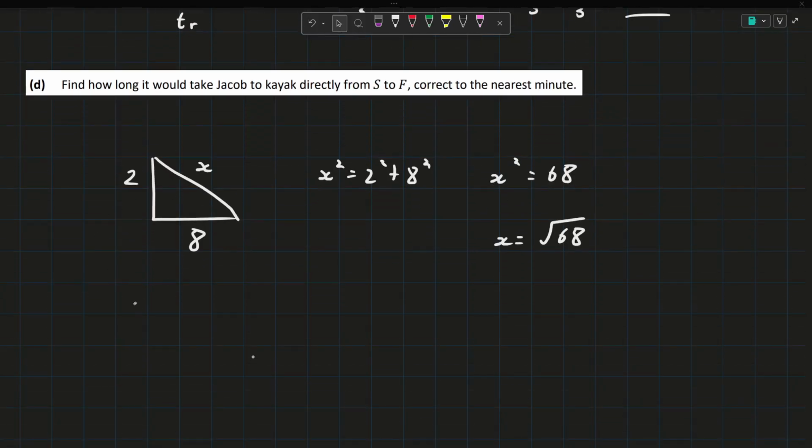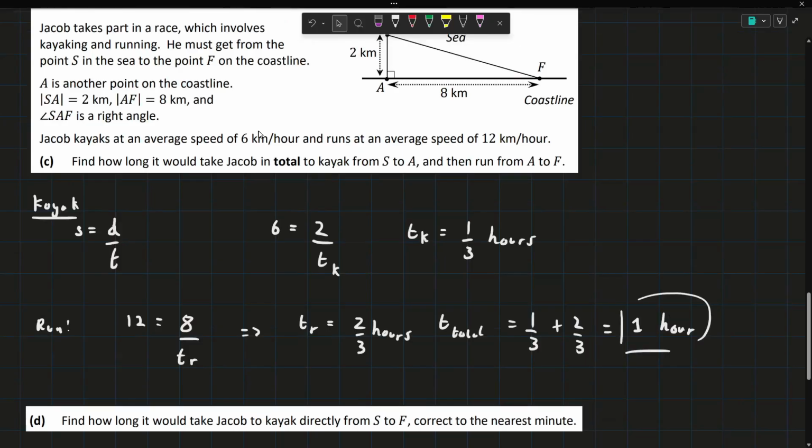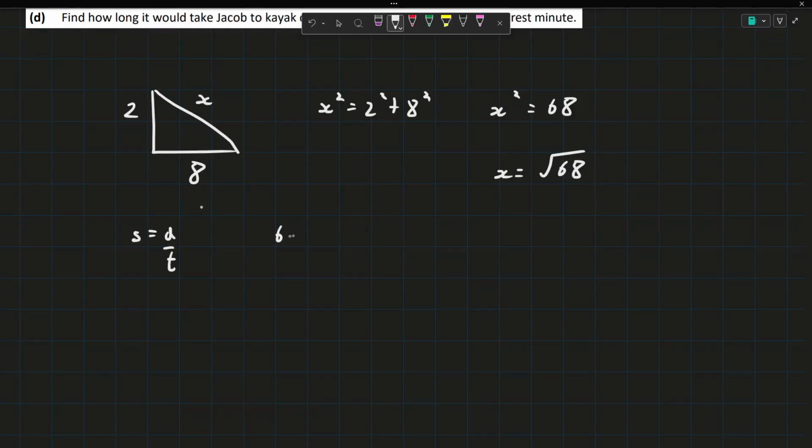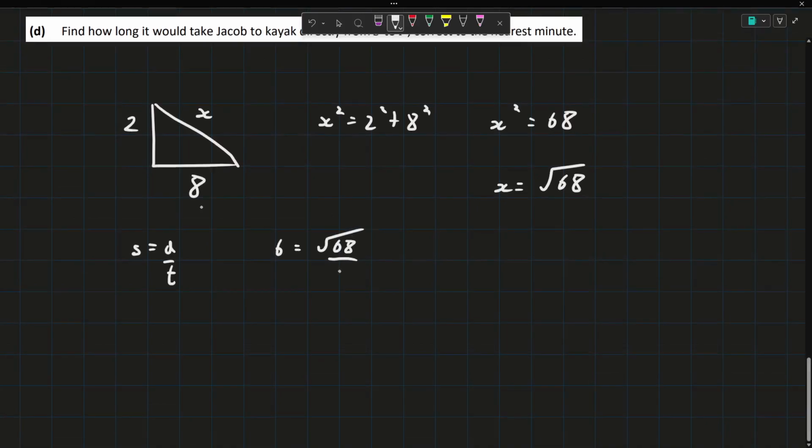Then remember that we all know speed is distance over time. So we're asking how long would it take for him to kayak. So that's going to be 6 kilometers per hour. And this distance is in kilometers, by the way, because the 8 and the 2 are in kilometers. So he can kayak at 6 kilometers per hour. He does a distance of root 68, and we're looking for the time. I'll just call it t. So that means that t will be root 68 over 6. And remember, this will be in hours. So we can simplify that slightly to be root 17 over 3.